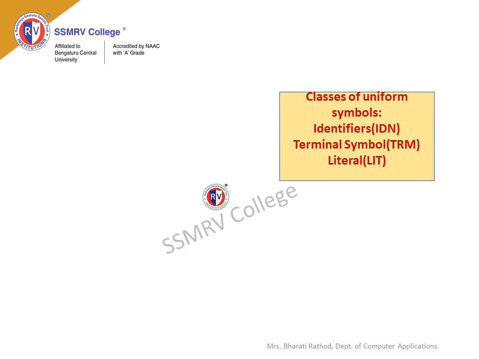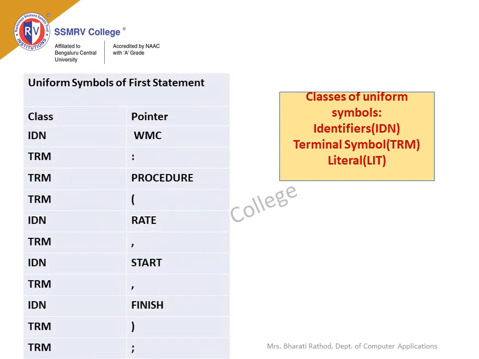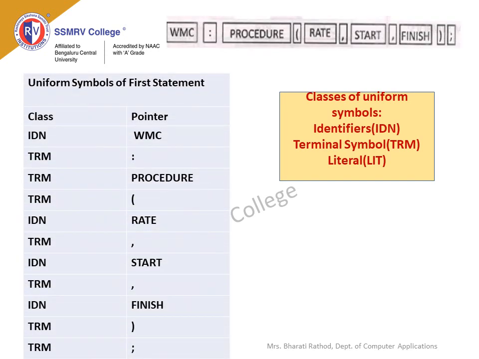We have classes of uniform symbols: identifiers, terminal symbols and literals. Consider the first statement of the example program. We will have the uniform symbols of the first statement. Here we have identifiers as WMC, rate, start and finish, and terminals are colon, open bracket, close bracket, semicolon as well as comma.